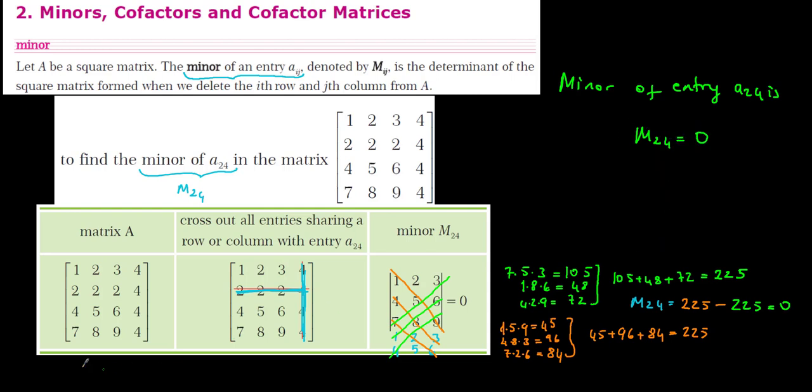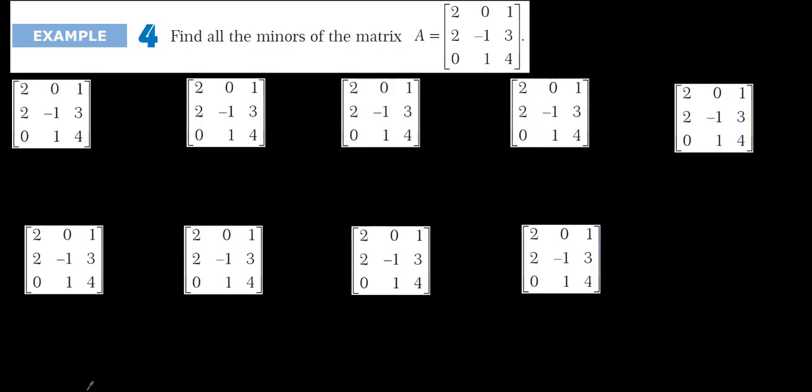Okay, let's continue with the other exercise here. Find all minors of the matrix A. Here is a 3 by 3 matrix, and I have already prepared 9 matrices. There are 9 entries, so we are going to find 9 minors. For each entry, we have one minor. That's why we are going to calculate 9 different minors here. So I'm going to continue with M11 here.